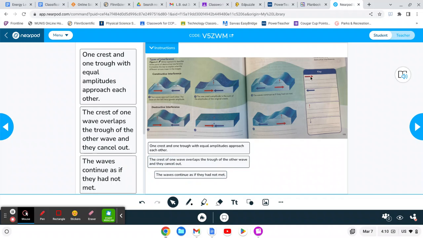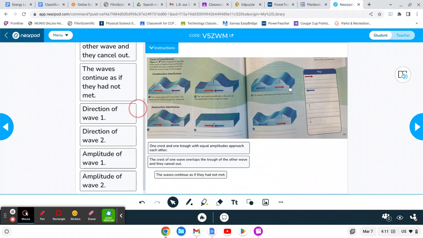Now, the key here: the red arrow is indicating the direction of wave number one. We should know that that's the direction of wave number one. And the blue arrow pointing this direction is the direction of wave number two. The red arrow that is pointing up is the amplitude of wave number one, and the blue arrow that is pointing down is the amplitude of wave number two.